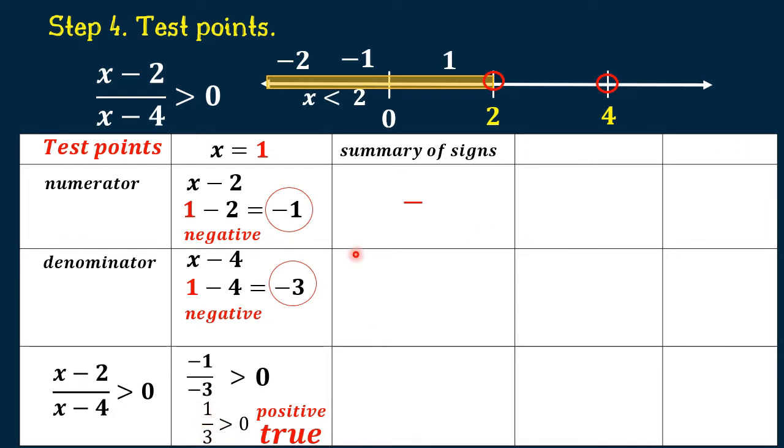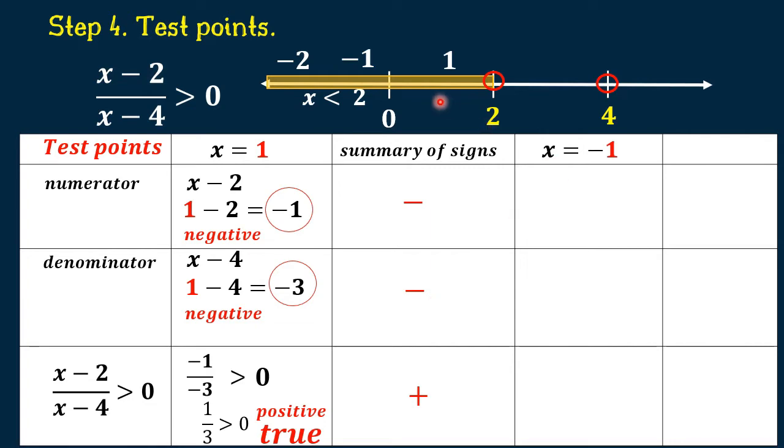So here is the summary of signs. Ibig sabihin, para mapadali, if gusto mong mapadali ang pag-identify if it is included or not, or solution or not, we have to summarize the signs. If 1 ang value ng x, the sign of the numerator is negative. The denominator is negative, and negative divided by negative is positive.